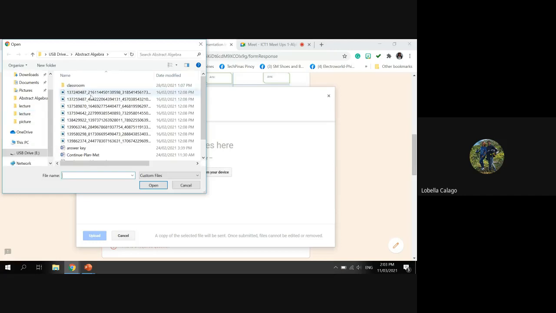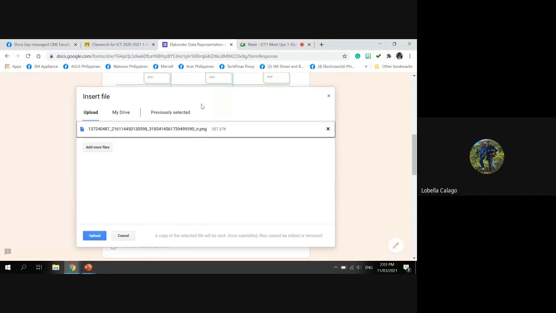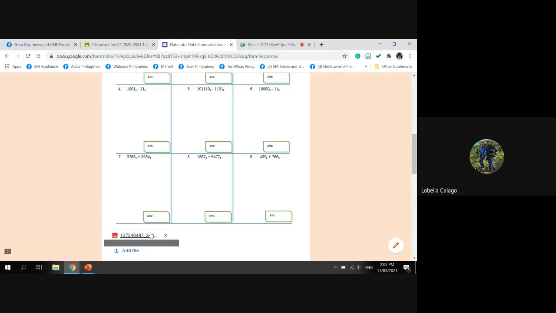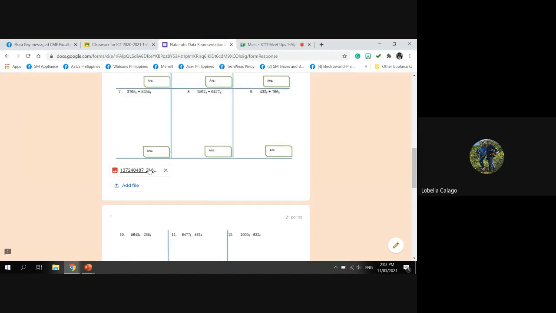For example, this is the picture. You need to know the file name. This is called the file name. You should know the file name of your picture. Click open, assuming this is my picture. Then click upload. After clicking upload, there. So, our assignment, the picture, is now attached.